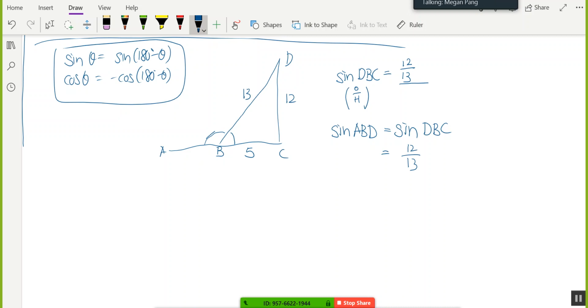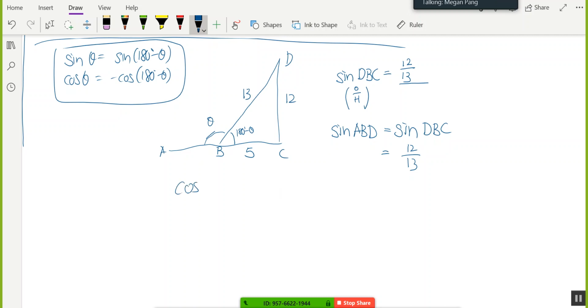Wait, I don't understand that concept though. This concept? Because this guy is theta, this guy is 180 minus theta. They are brothers. Don't worry about the concept. Theta is not equal to 180 minus theta, they are not equal. They are brothers, but the sine of them will give you the same value. Okay?